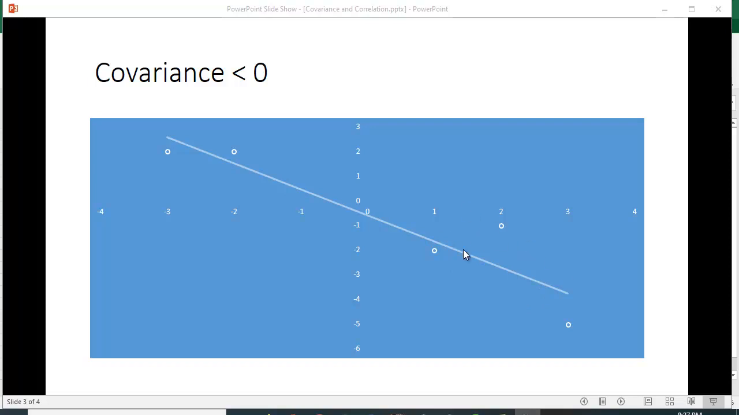So you can see here, if we had perfect negative correlation, all of these points would lie on this line. So if you knew what X did, you'd know exactly where Y was.